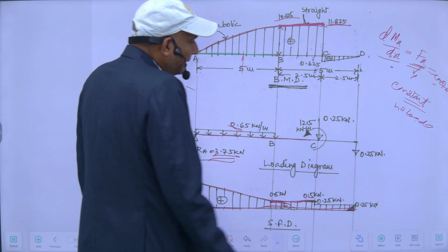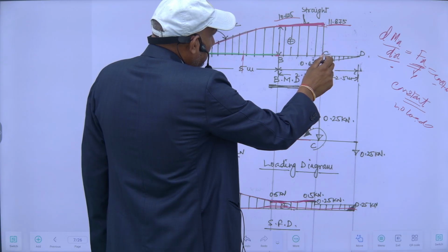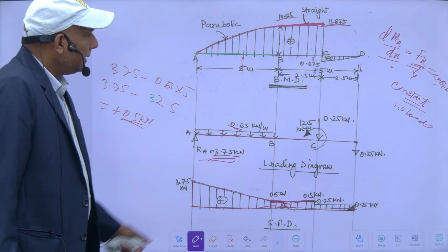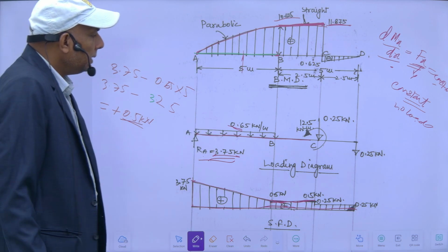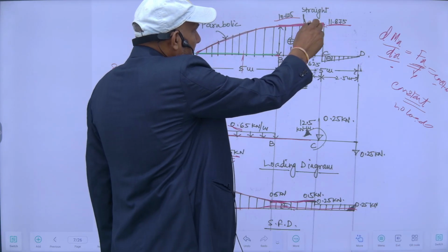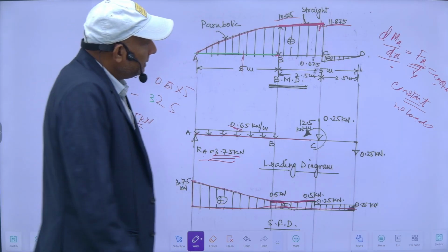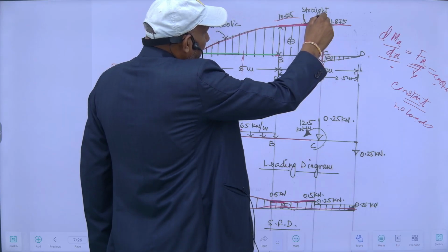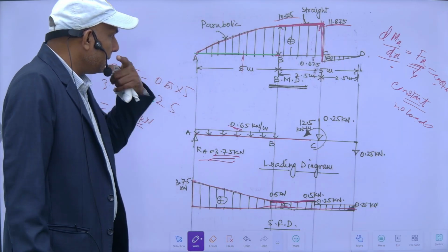So at this C point, after I get this RA and RB, I can find the bending moment here. So it will be this one. But if I see here at C, there is a sudden change in the bending moment diagram. Sudden change in the bending moment diagram.